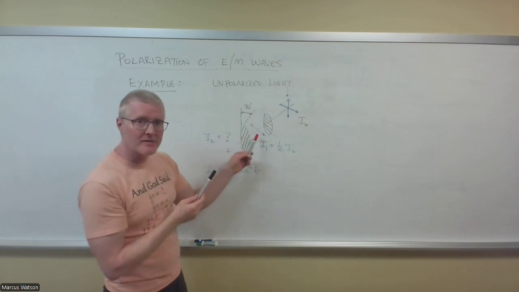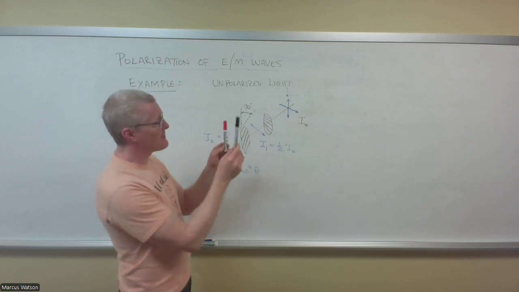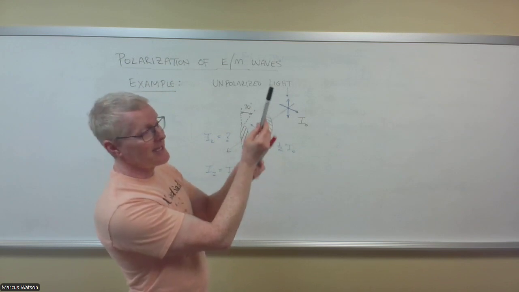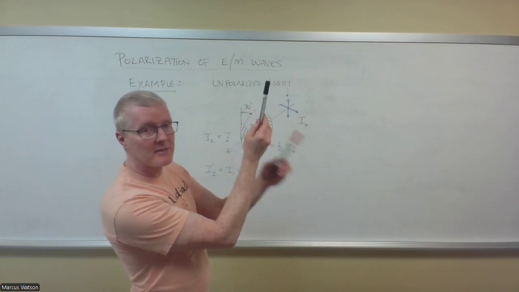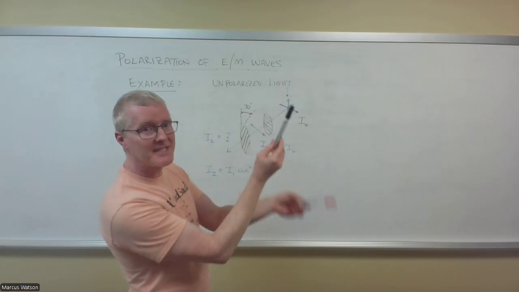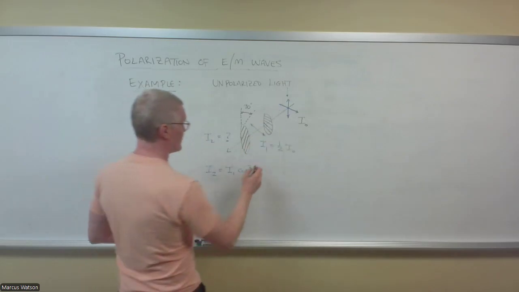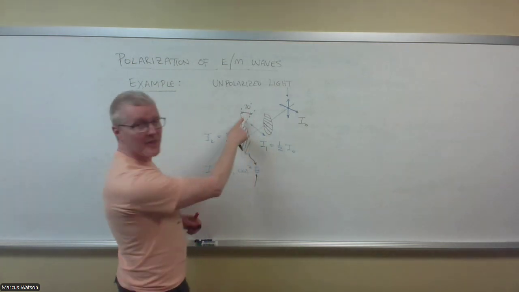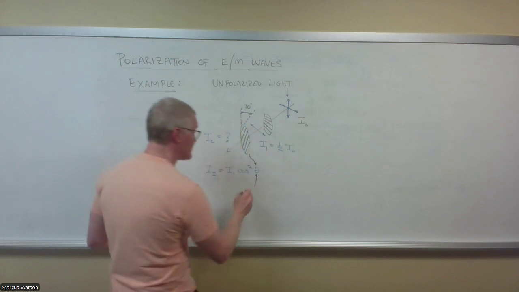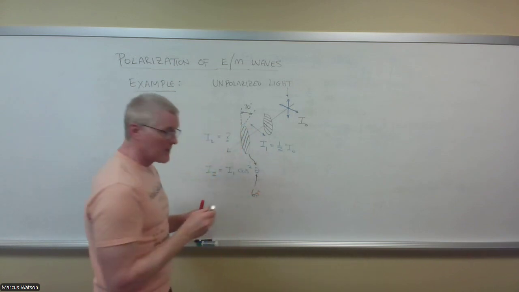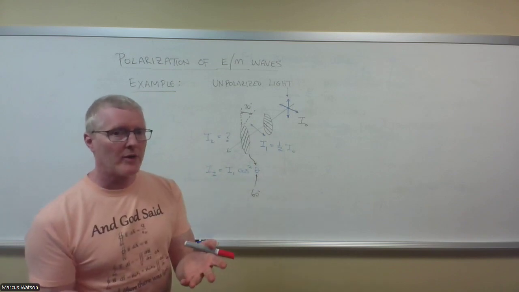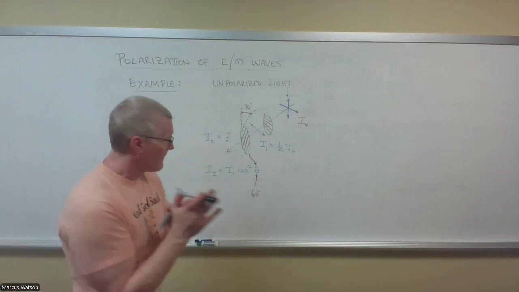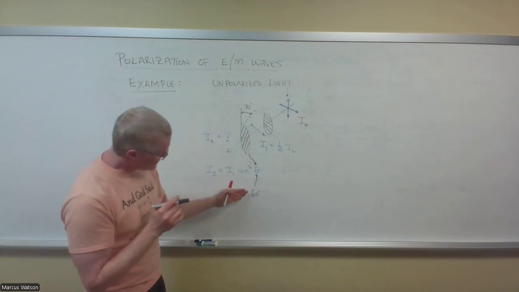In this case, I have horizontally incoming polarized light, and my filter is at a 30-degree angle from the vertical. That means it's a 60-degree angle to the horizontal, okay? In this case then, theta is not 30 degrees. In this case, theta is 60 degrees. So just be aware that just because you have an angle doesn't mean it's the one you're looking for.